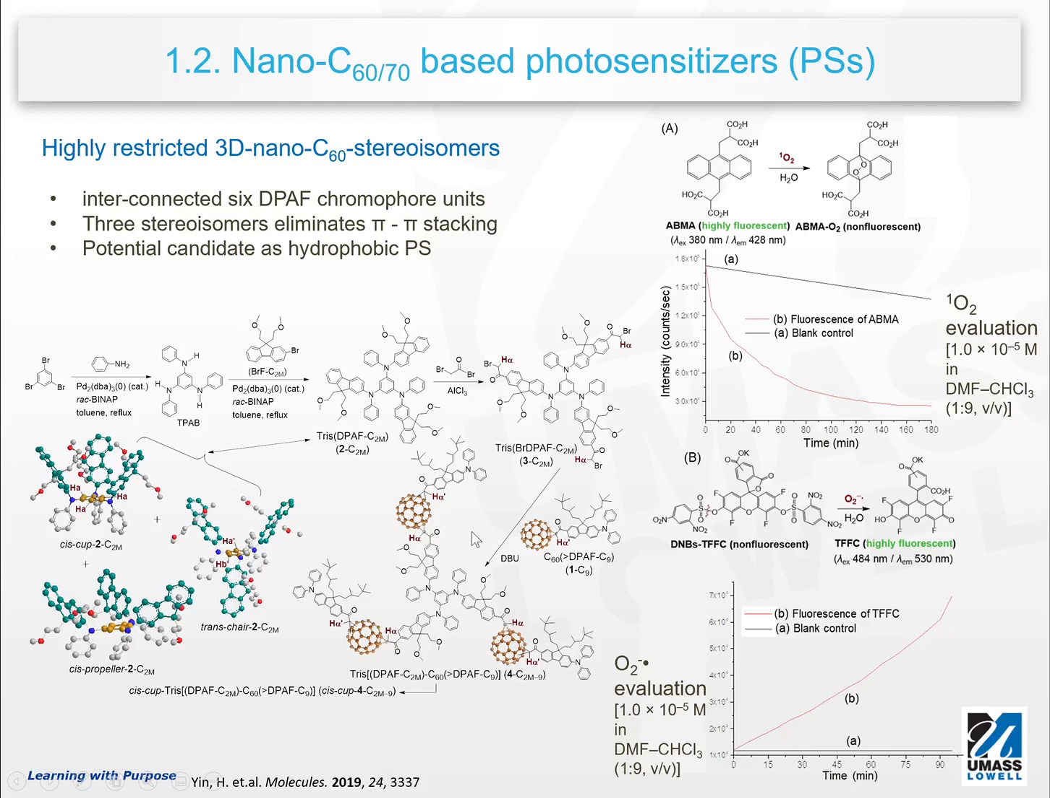So that means this C60DPAF-based type of molecule can undergo both type 1 and type 2 photochemistry. So they may be a good photosensitizer candidate.